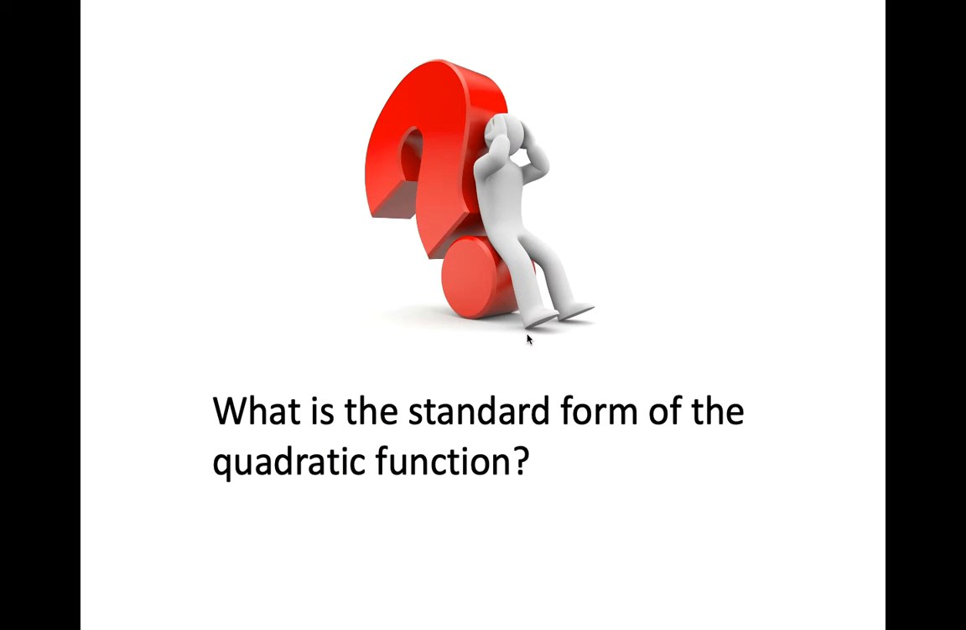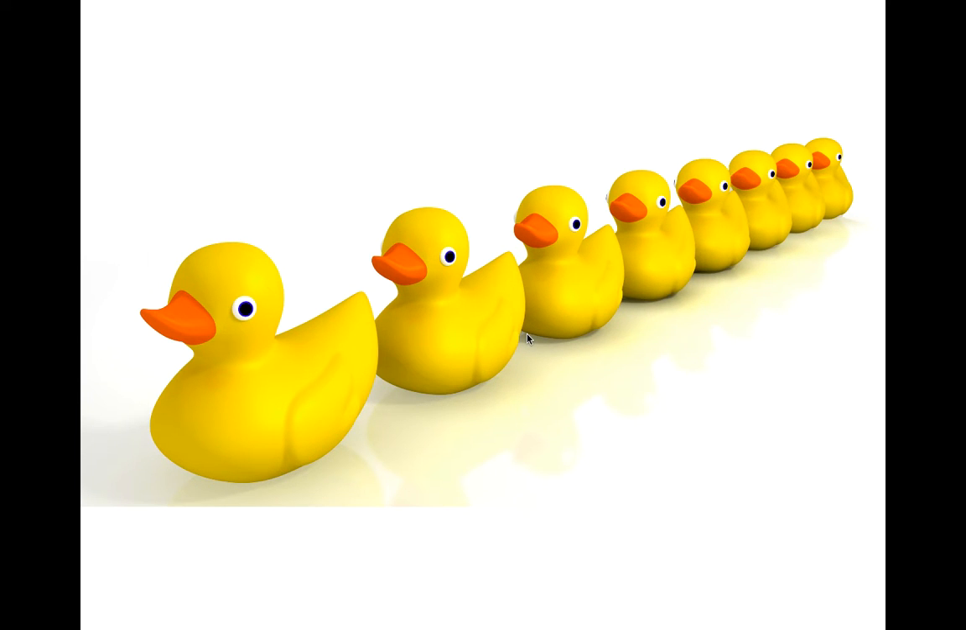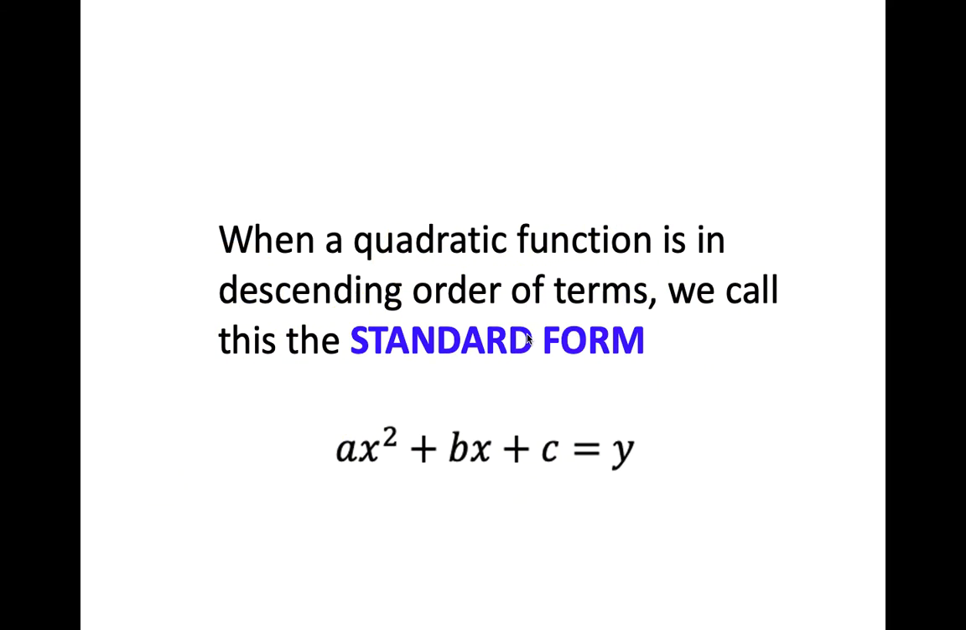But now the question is, what is the standard form of the quadratic function? We like to say it's when we put all our ducks in a row and we organize everything so that the things that have the highest exponent are first, the things that have just an x are next, and the things that have a number come at the last. So we call this descending order, and we usually use the coefficients a, b, and c to kind of give us an idea of this. This is what we call the standard form.